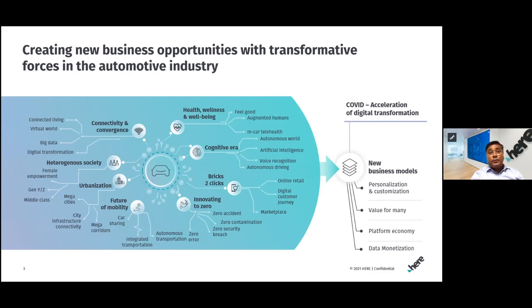Health, wellness and well-being. Today, when you sit in a car, it's a fiefdom, it's your home. So it is important to have air quality monitoring, seat comfort, mood lighting, anxiety level monitoring, and driver fatigue alerts. These are all going to become a big standard, and these are all the transformative forces pushing and forcing the automotive industry to adopt and change.